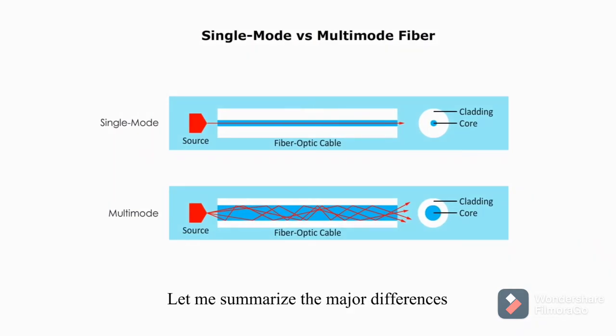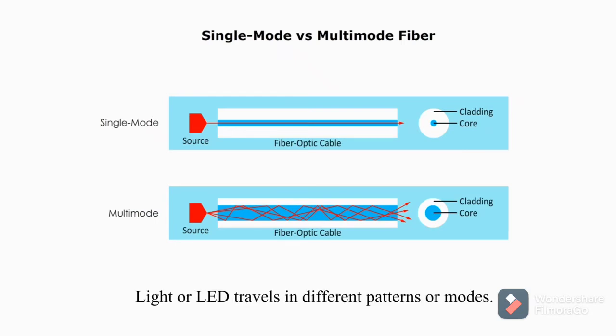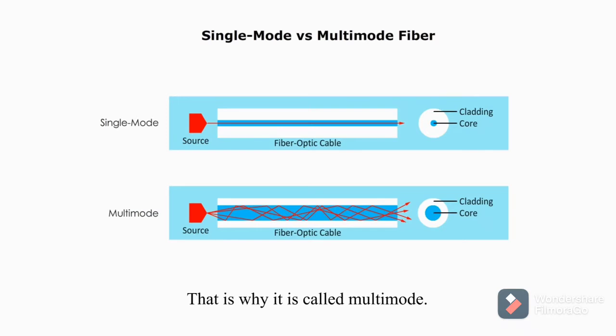Let me summarize the major differences between multi-mode and single-mode. Single-mode fiber has a smaller core. Laser light travels in a single mode, and single-mode fiber is good for long distances. While multi-mode fiber uses several different modes when light travels inside the core, light or LED travels in different patterns or modes. That is why it is called multi-mode. It has a modal distortion problem. Multi-mode fiber is good for short distances. It is cheaper than single mode.